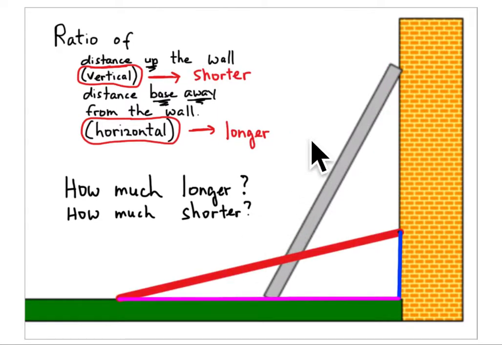But if you do the opposite, if you move this ladder down, now the vertical distance going up the wall is much less than the horizontal distance away from the wall. So this is not very steep. It's almost like a ramp going up a hill. So this is not very steep. So this distance is not very long compared to this horizontal distance away from the wall.